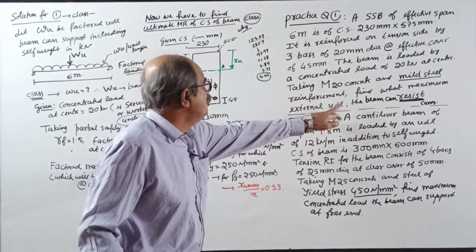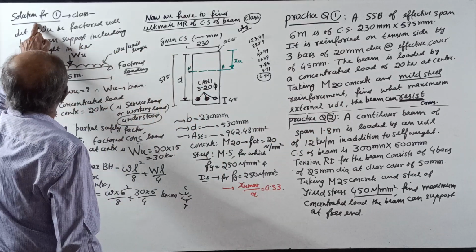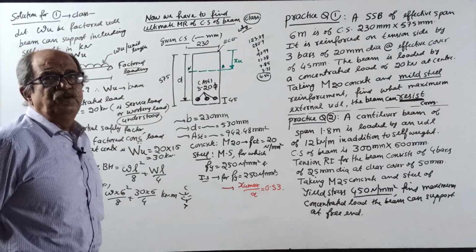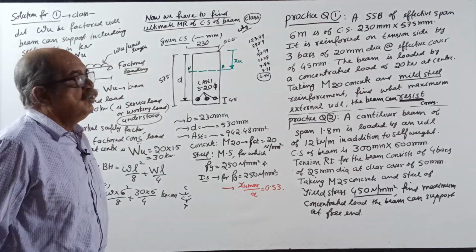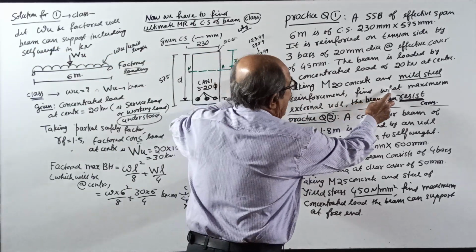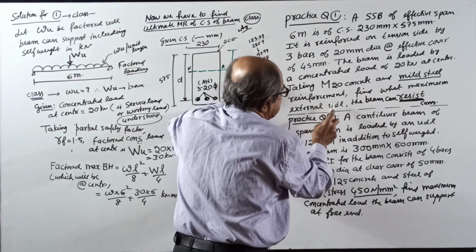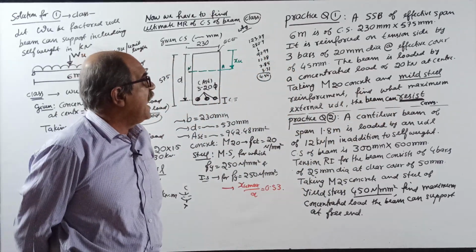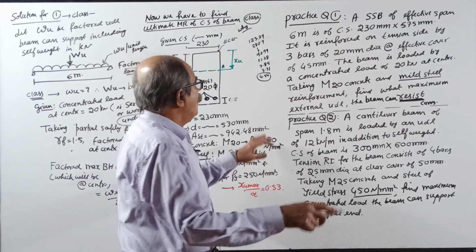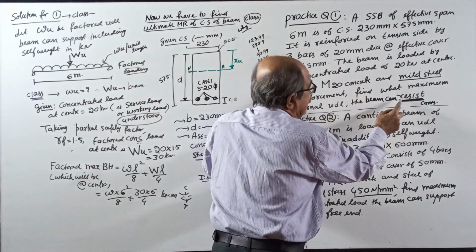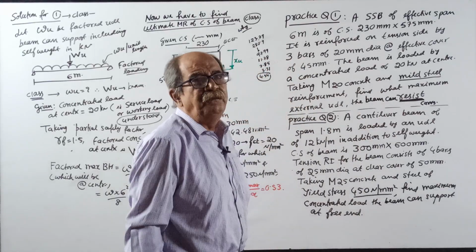Okay, now start the solution. Solution for 1. Something I told in the class: first you decide the unknown. See what they want. They want to find what maximum external UDL the beam can resist or carry. Some people tell the beam can resist or beam can carry.